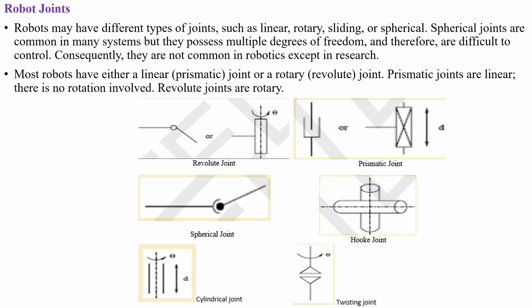Then we'll enter into joints, because we have learned links and we know the terminology. The next one is the joint. There are different types of joints: linear, rotary, sliding, or spherical. The most commonly used joint is linear, which actuates the link to move in one particular direction. The degree of freedom, we say, is one.